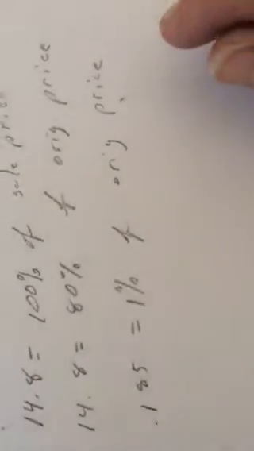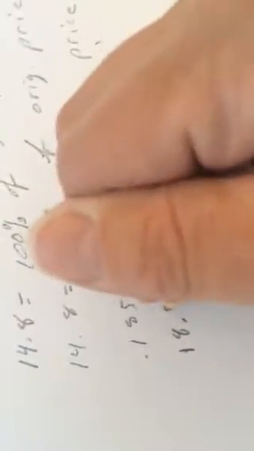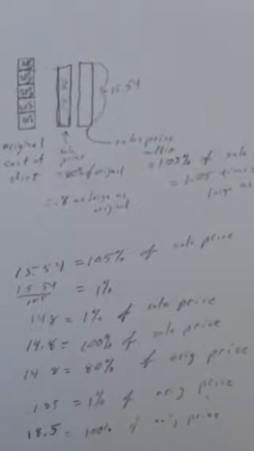Okay, well, if that's 1% of the original price, then what is 100% of the original price? Just multiply by 100, and the paper's spinning on me, sorry. You get 18.5 is equal to 100% of the original price. Okay, so here is the whole entire picture. Can you see that? So then I have the 18.5 is the original price.